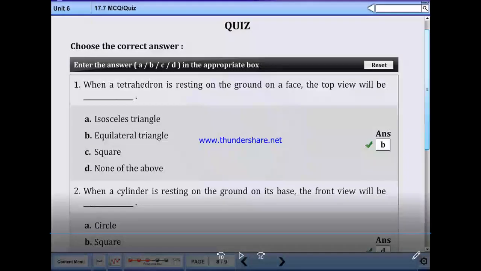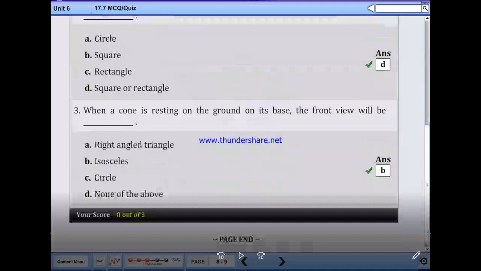Second one. When a cylinder is resting on the ground on its base, the front view will be: A. circle, B. square, C. rectangle, D. square or rectangle. Answer D, square or rectangle. Third one. When a cone is resting on the ground on its base, the front view will be: A. right angle triangle, B. isosceles triangle, C. circle, D. none of the above. Answer B, isosceles triangle.